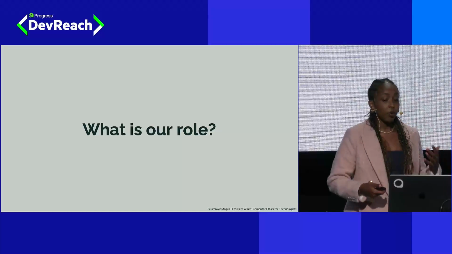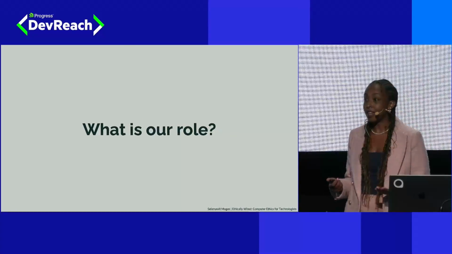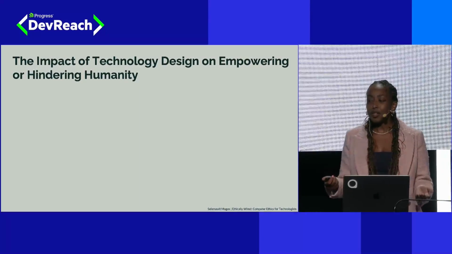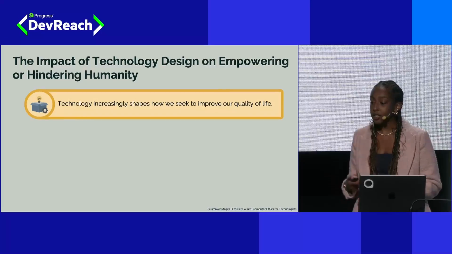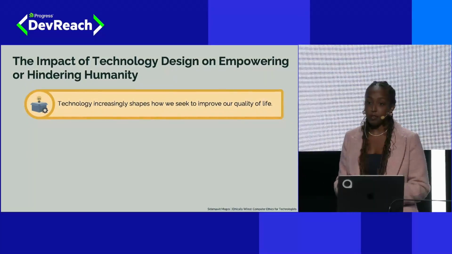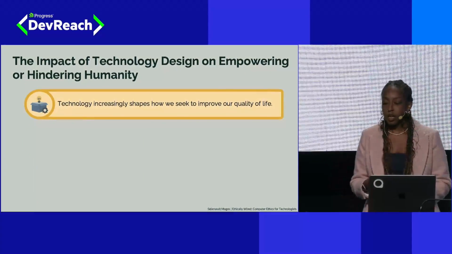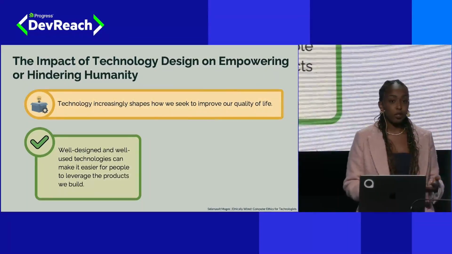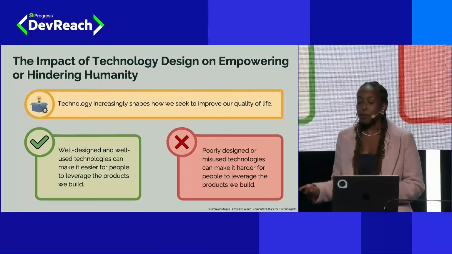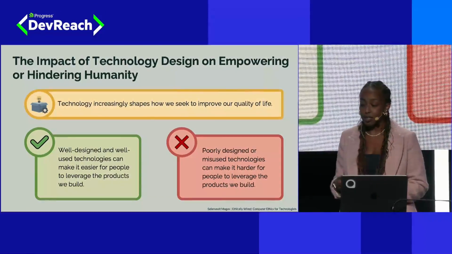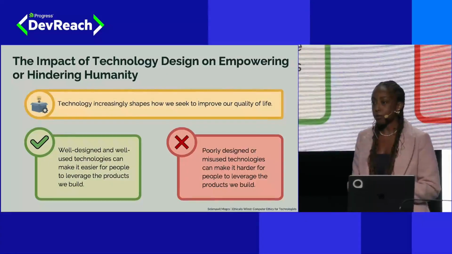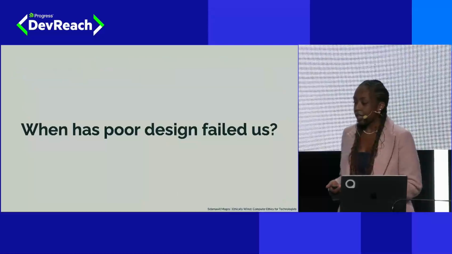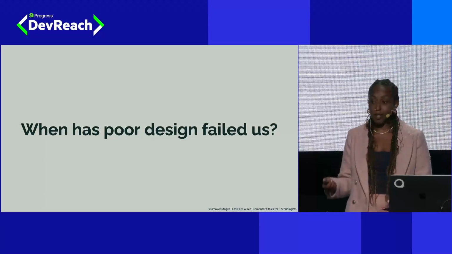Now let's look at what our role is in all this and ultimately our impact. And our impact really is in the technology that we're building. I think we can all agree that technology is increasingly shaping how we seek to improve our quality of life, both for our users and for ourselves. Well-designed and well-used technology makes it easier for people to leverage the products we build, and the opposite of that is true too, where poorly designed, misused technology makes it harder for people to leverage the things that we build. Now, doubling down on this last point, let's look at when poor design has actually failed us.